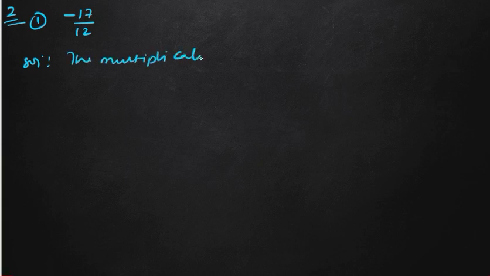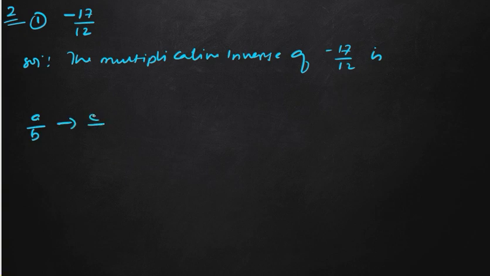Next, we have question number 2. Find the multiplicative inverse of. So question number 1, 17 by 12. So solution, how to write? The multiplicative inverse of minus 7 by 12 is, how is it written? Multiplicative inverse. We have already discussed that the multiplicative inverse of a by b will be b by a. It's the reciprocal. So for 17 by 12 it will be 12 by minus 17.